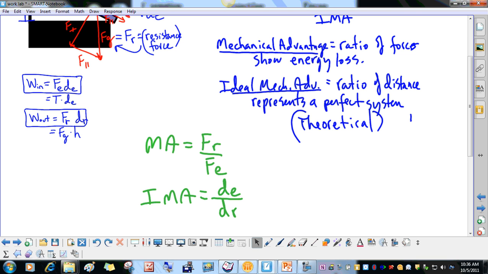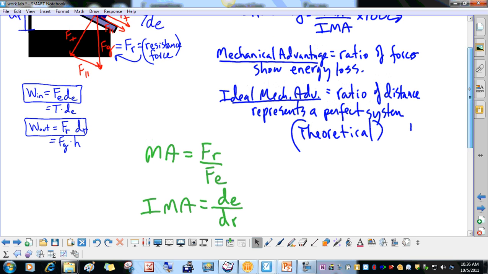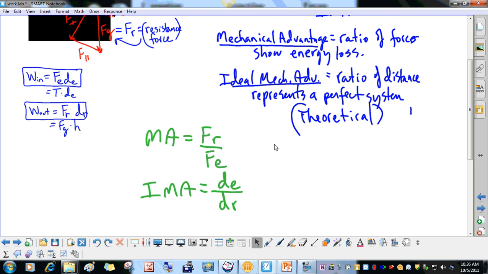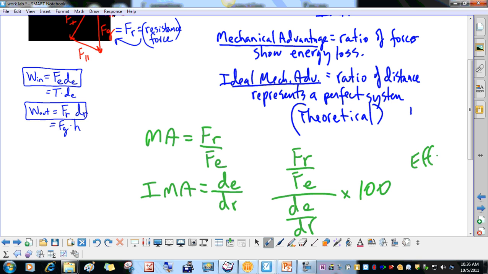Okay? So we put these into that equation, and we get the same answer. And that is perfect over ideal times 100. That is efficiency. Or just say MA over IMA.